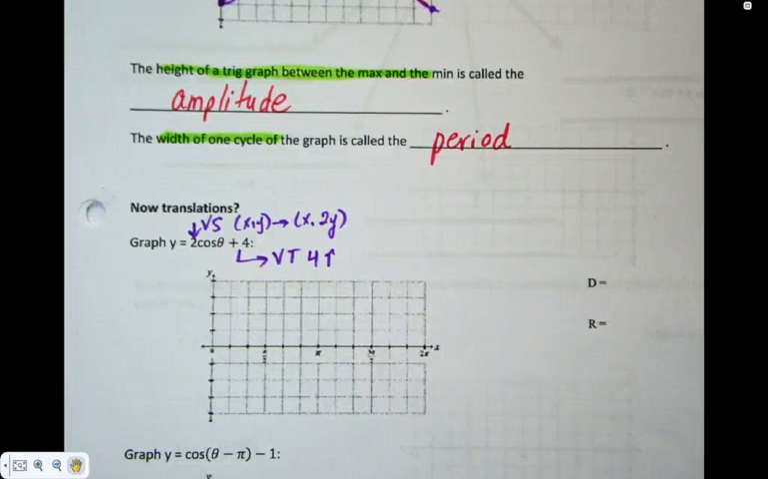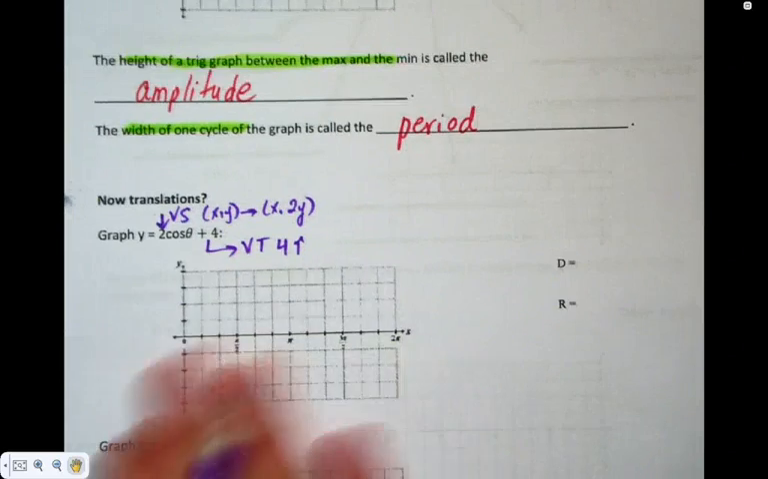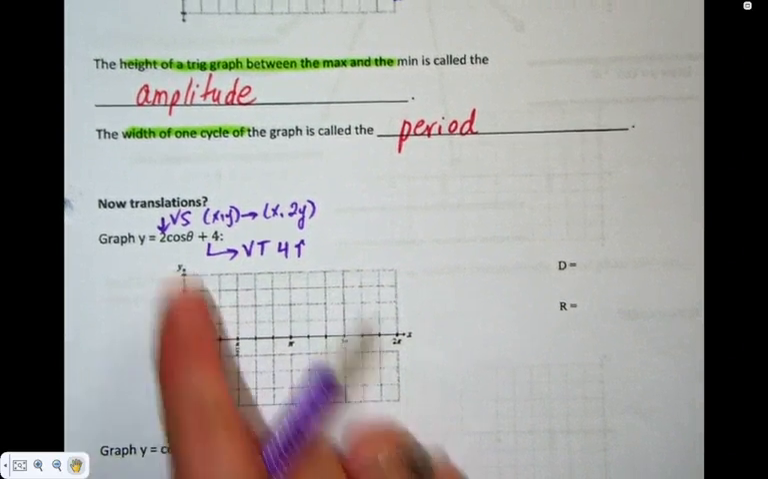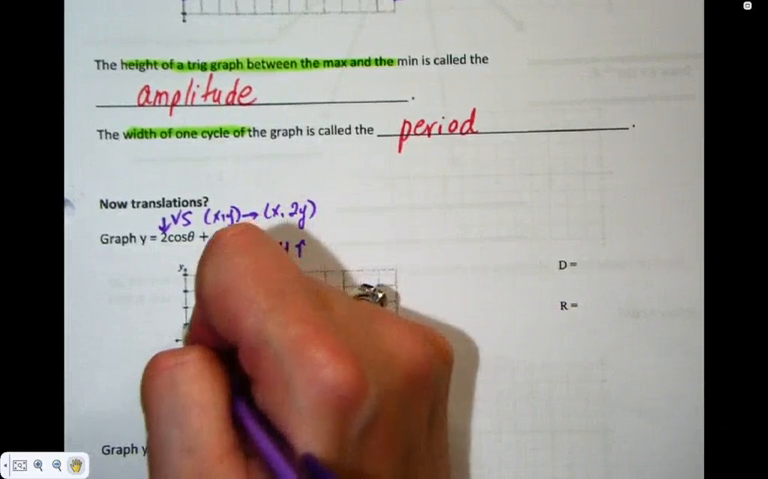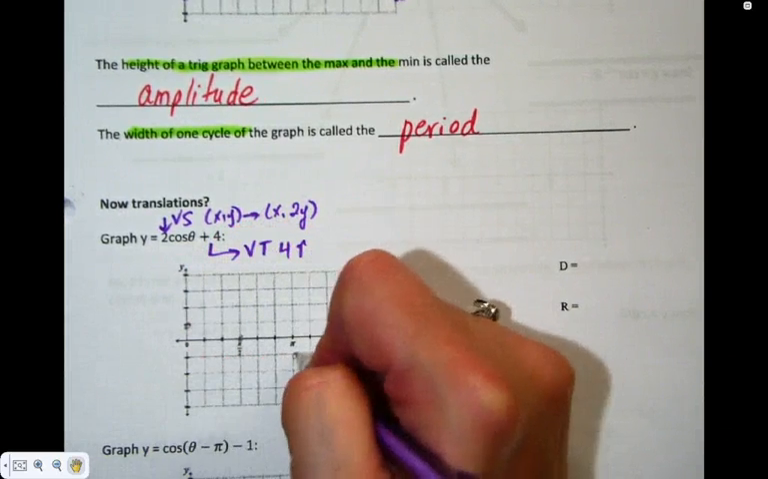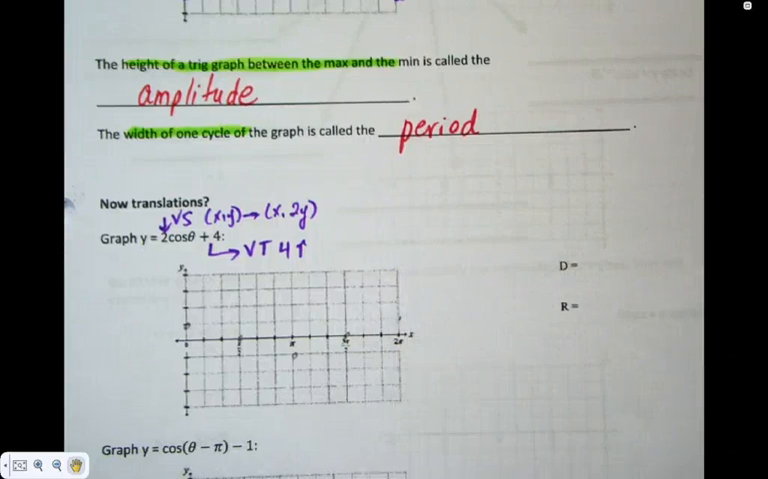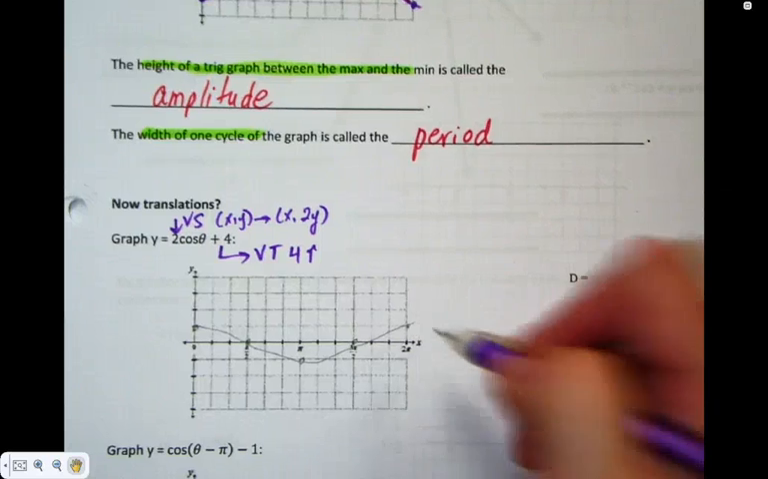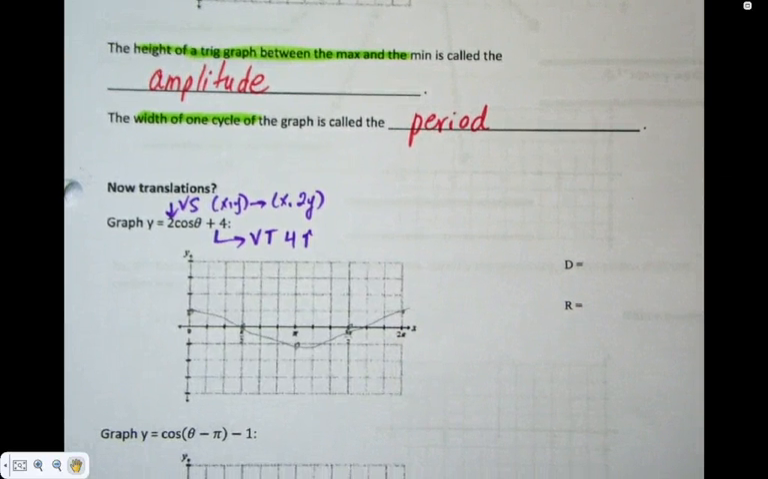I'm going to do it without the coordinates this time for the non-coordinate people. If you like the coordinates, write out that pattern, times them by 2, and then move them up. So if you're not a coordinate person, what you're going to start with is the base graph. And the base graph is just the regular cos graph. And the cos graph starts at 1, goes to 0, goes to -1, goes to 0, goes to 1. So that's the equivalent to writing out the coordinates for the non-coordinate people. That's called the base graph. Yep, just cos.